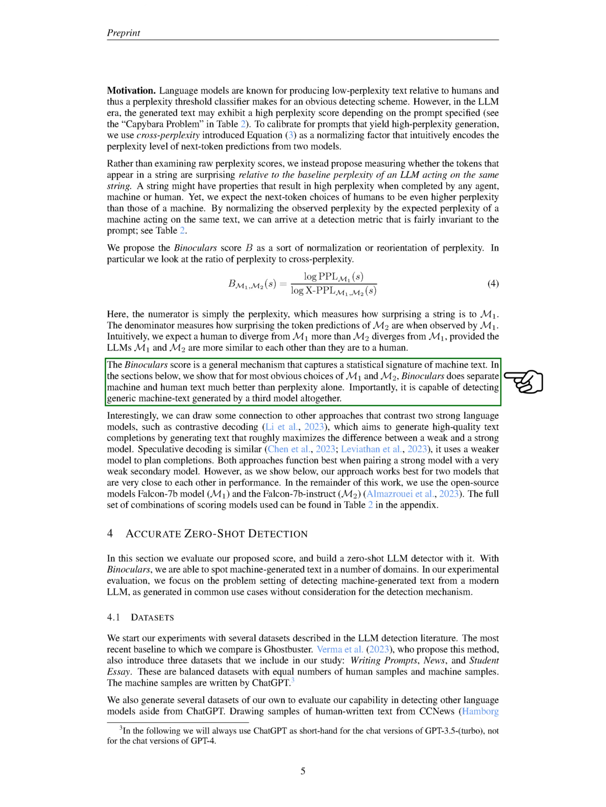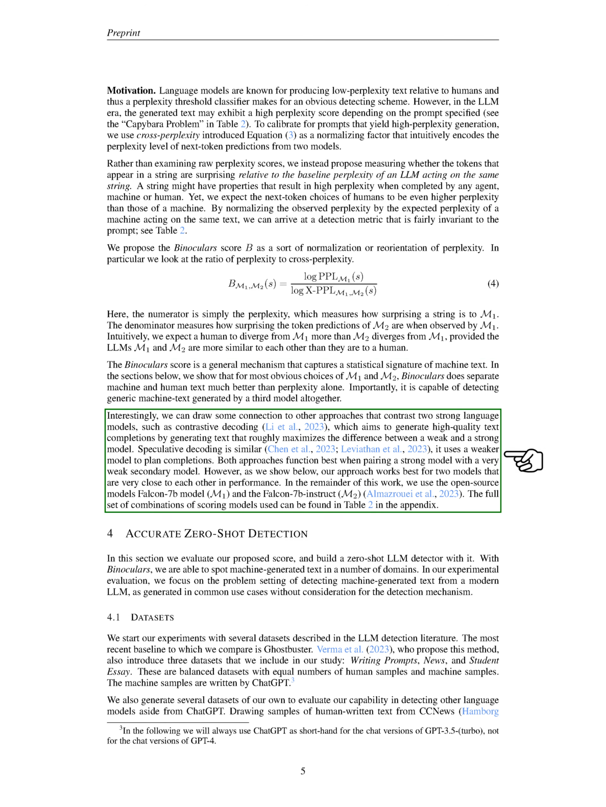Interestingly, we can draw some connection to other approaches that contrast two strong language models, such as contrastive decoding, which aims to generate high-quality text completions by generating text that roughly maximizes the difference between a weak and a strong model. Speculative decoding is similar. It uses a weaker model to plan completions. Both approaches function best when pairing a strong model with a very weak secondary model. However, as we show, our approach works best for two models that are very close to each other in performance.